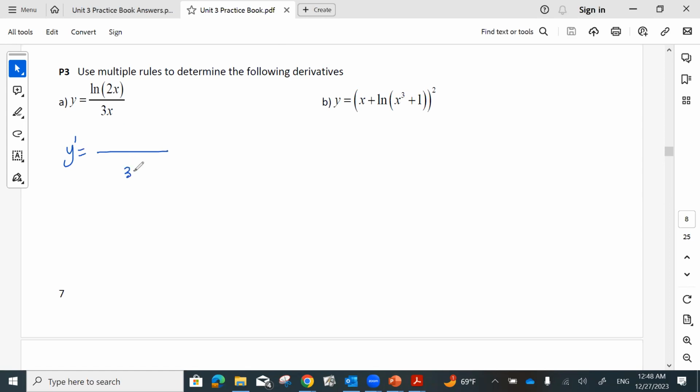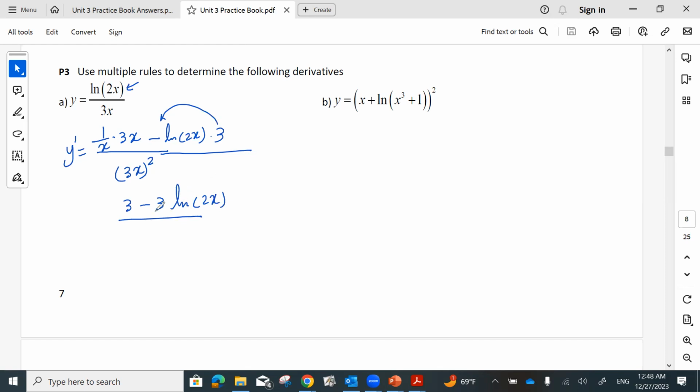So the denominator squared, 3x all squared. The derivative of ln 2x is 1 over x times 3x. You derive the numerator times the denominator, minus you keep the numerator this time and derive the denominator. 3x's derivative is 3. So the final answer: x and x cancel, so you have 3 minus 3 ln 2x. You just write 3 here in the beginning, over 9x squared, since 3x all squared is 9x squared. So 3 minus 3 ln 2x over 9x squared. This answer, quite easy.